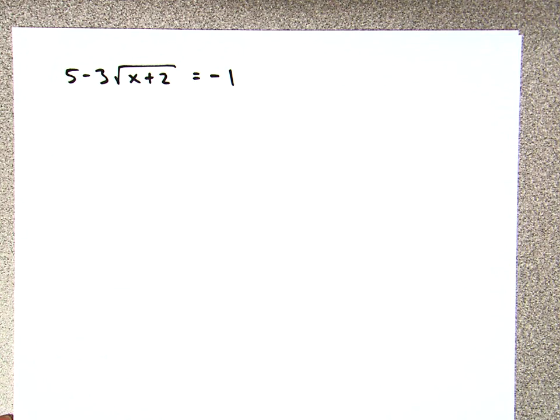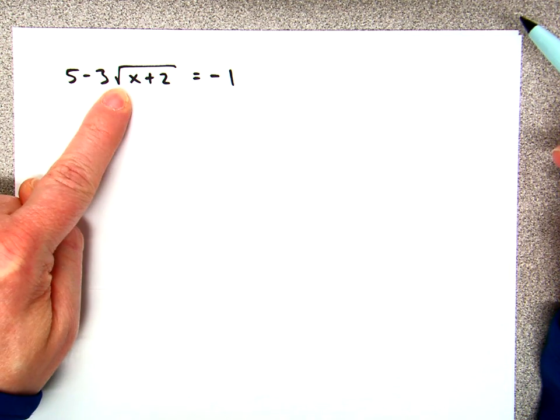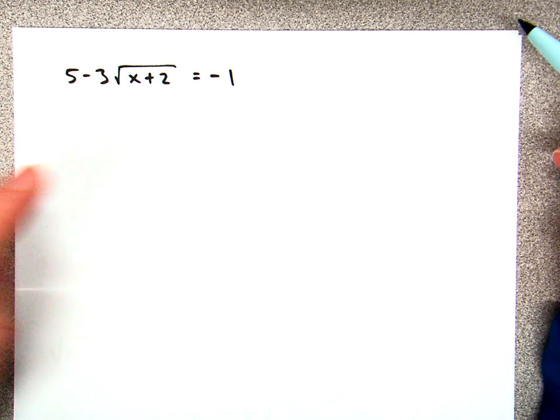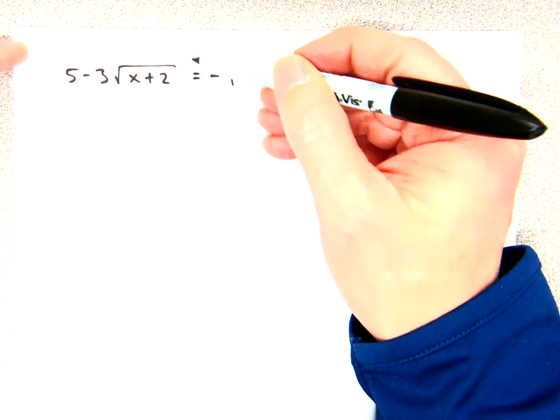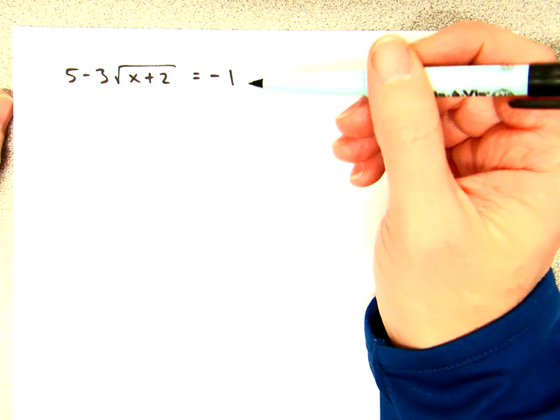So, solving for x. Now there's only one x, and it's under the square root. I know if I'm going to get rid of the square root, I need the square root alone. Otherwise, if I square the whole side, there's a lot of other things going on here. I definitely don't want to deal with that.